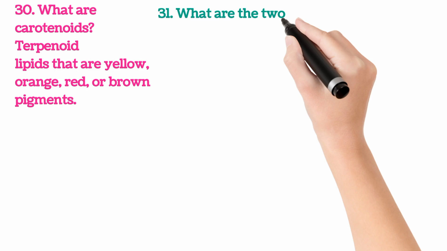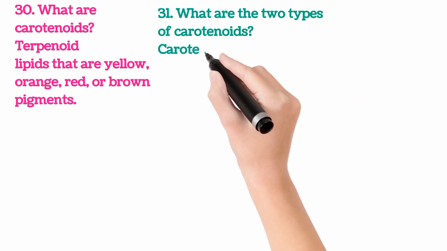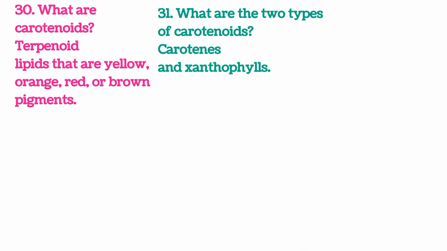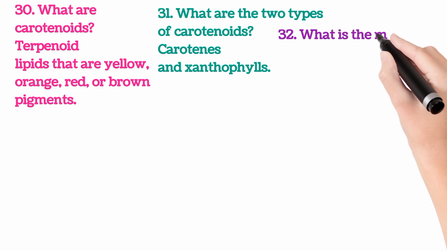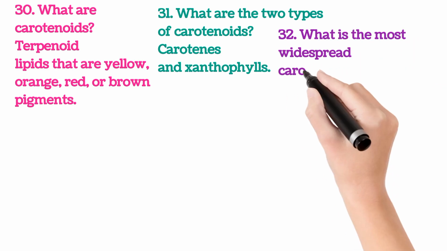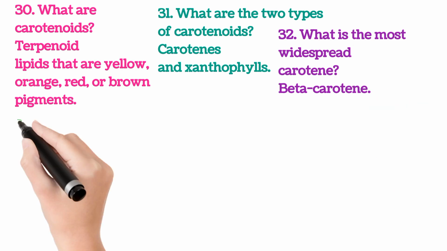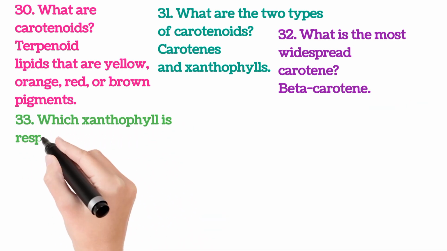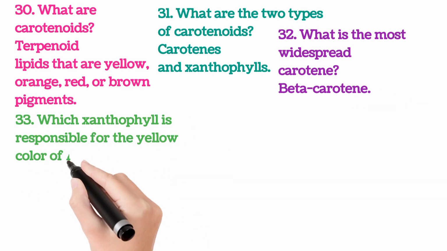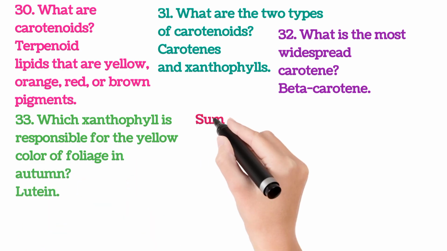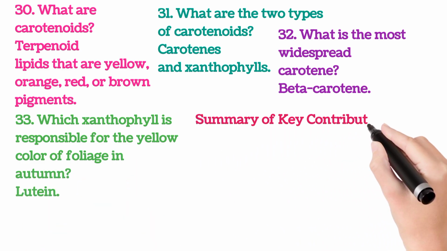31. What are the two types of carotenoids? Carotenes and xanthophylls. 32. What is the most widespread carotene? Beta-carotene. 33. Which xanthophyll is responsible for the yellow color of foliage in autumn? Lutein.